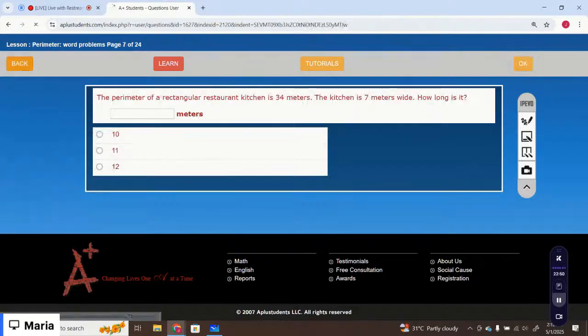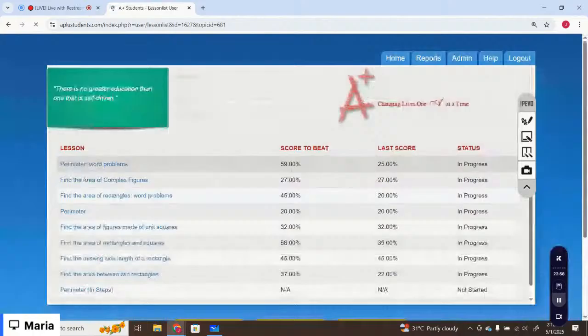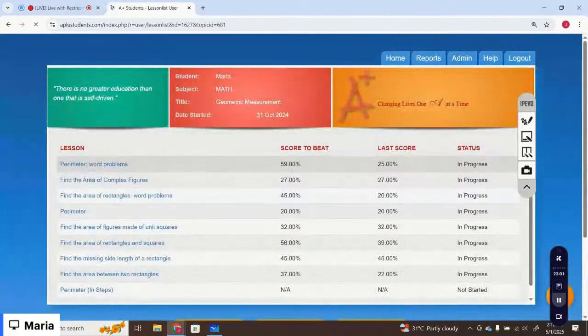Okay, you can complete the lesson by yourself for today. Let me just move on to the next lesson. The next lesson is find the area of complex figures.